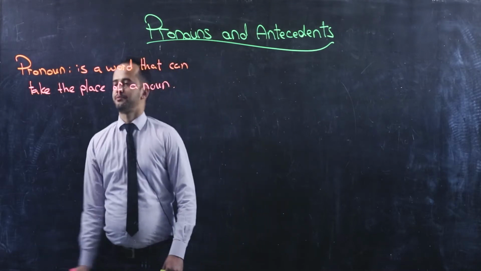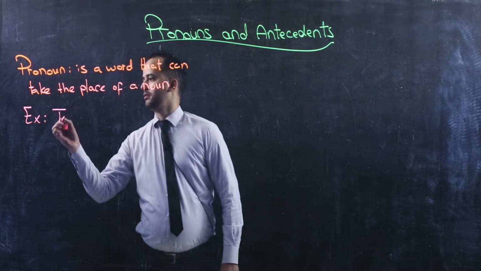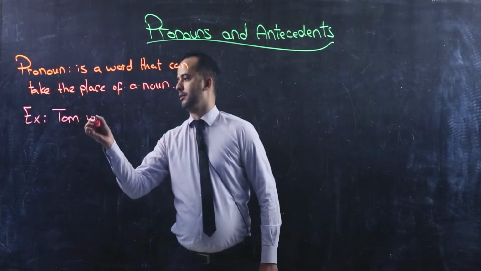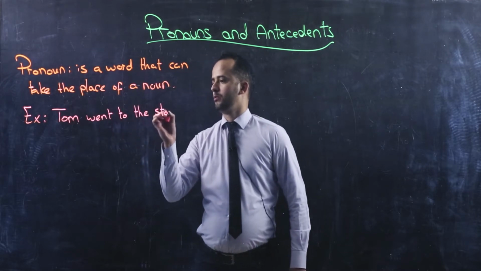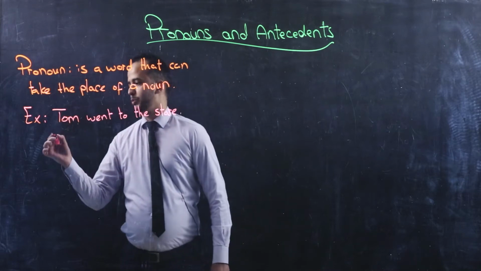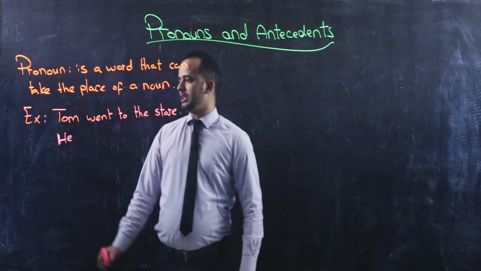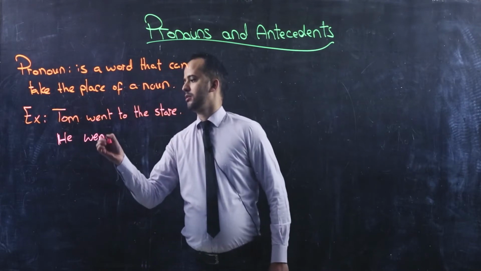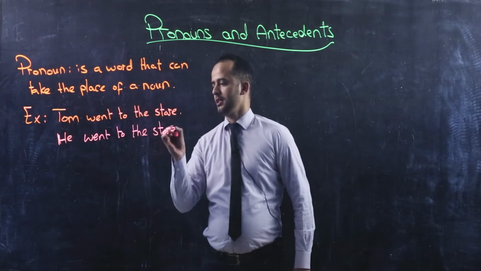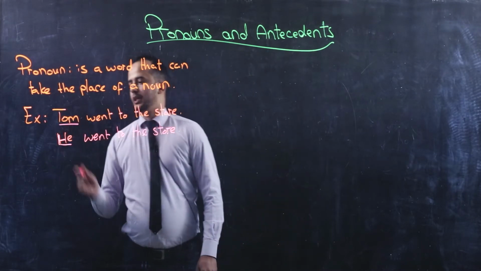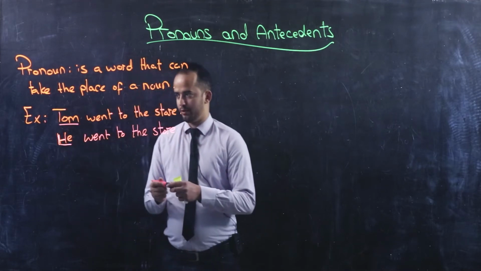All right, so instead of saying, for example, that Tom went to the store, we can just replace Tom with he. We can just use one of the pronouns, like for example, he. We say he went to the store. Okay? Great. So, he is a pronoun and it's used here to replace the noun Tom.